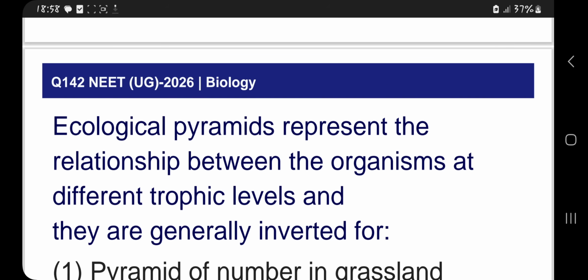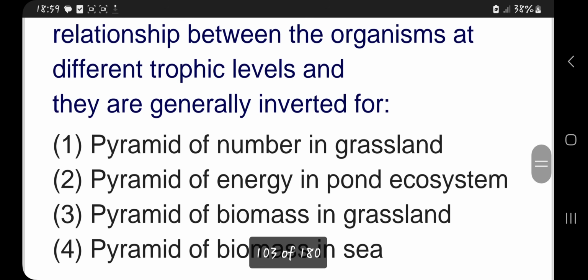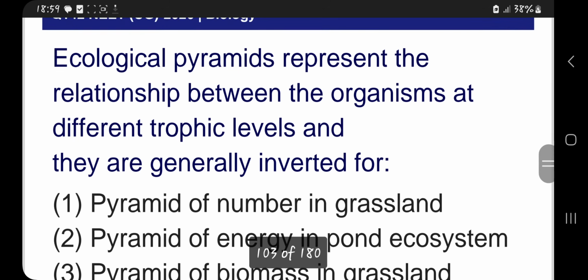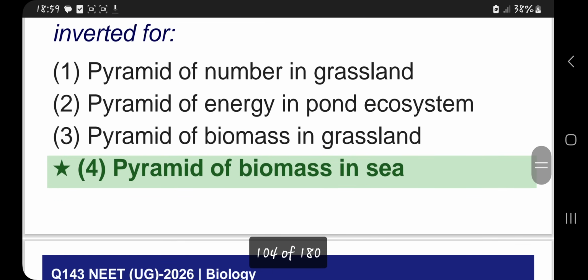Ecological pyramids represent the relationship between the organisms at different trophic levels, and they are generally inverted for which? The options are pyramid of number in grassland, pyramid of energy in pond ecosystem, pyramid of biomass in grassland, pyramid of biomass in sea. Here they have asked us to find the inverted pyramid. The answer is pyramid of biomass in sea.